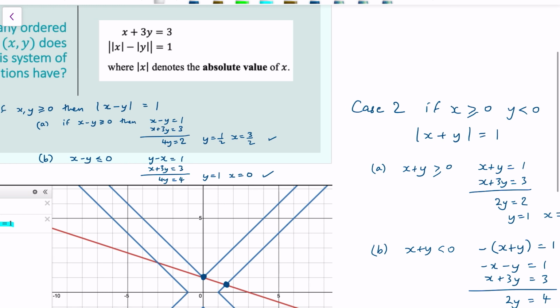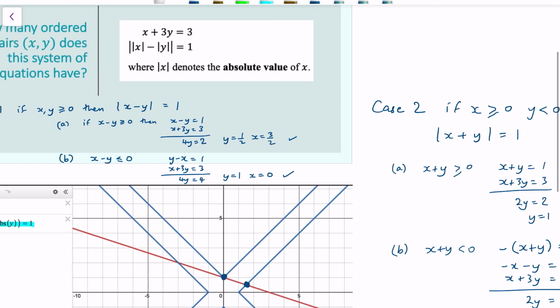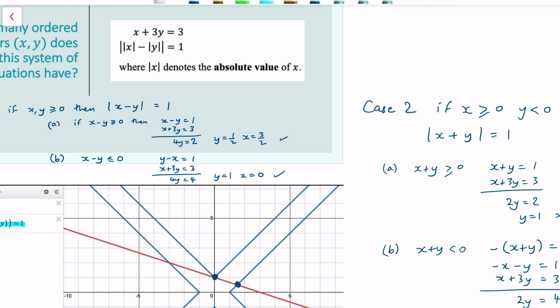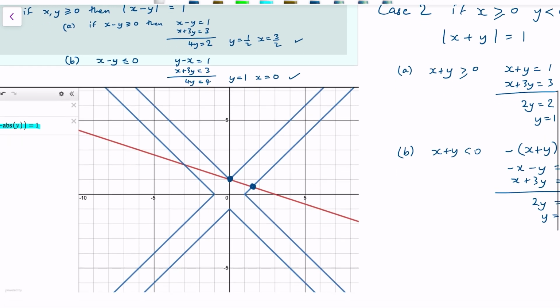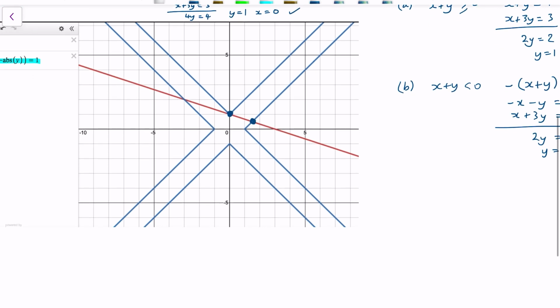Okay, there are two other cases, right? There's case 3, which would be if x is negative and y is greater than or equal to 0, and then case 4 would be if x and y are both negative, and then we've got the subcases of each. So I'm just going to jump straight to the case that we need to consider, which is if x is less than 0 and y is greater than or equal to 0. So that's another case.